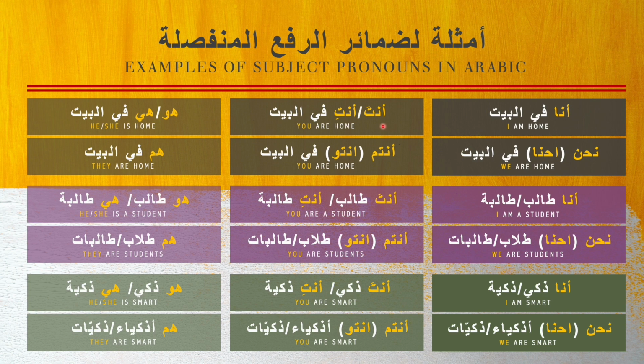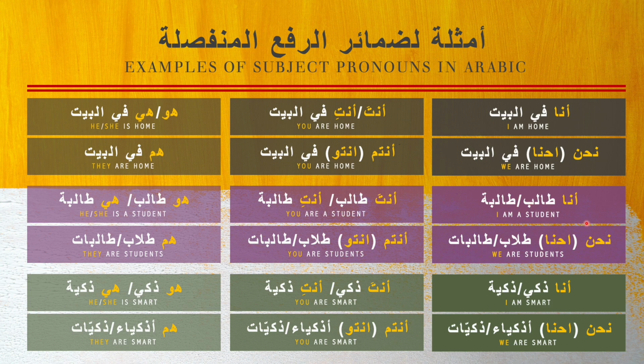You are home. أنت في البيت, masculine. أنتِ في البيت, feminine singular. أنتم في البيت. أنتو في البيت. You are home. هو في البيت, masculine. هي في البيت, feminine, both singular. He, she is home. هم في البيت, they are home.